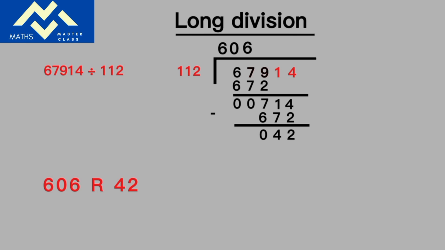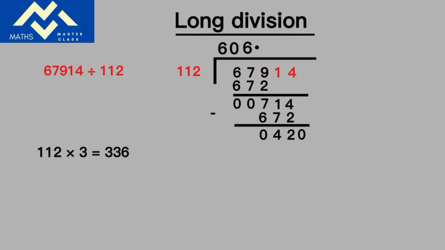But if we want to keep our answer in decimal, we have to divide further. Let's do that. Since there's no digit to bring down, we add 0 to 42. By doing that, we add a decimal point to 606. Step 5. Can 112 go into 420? Yes, 420 is bigger. How many times can it go?